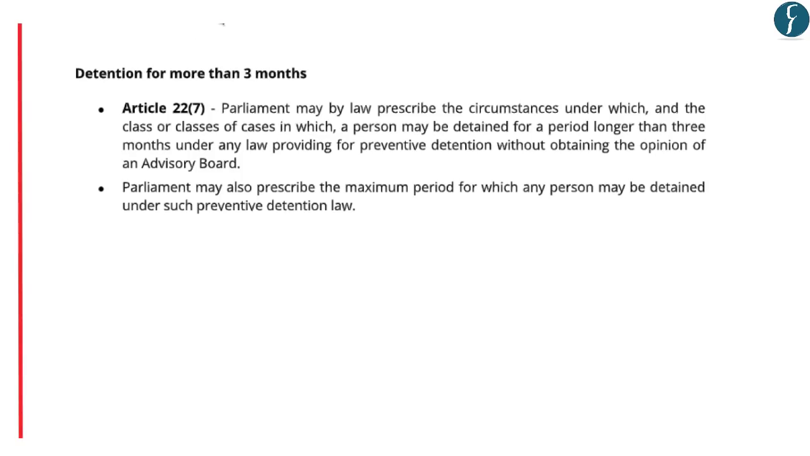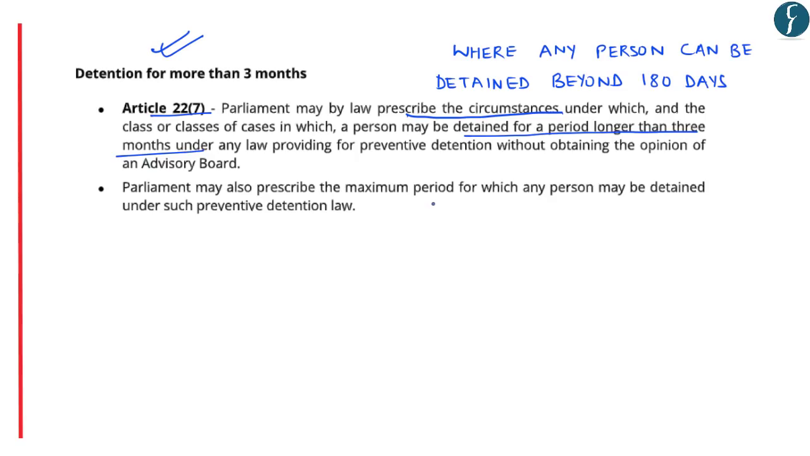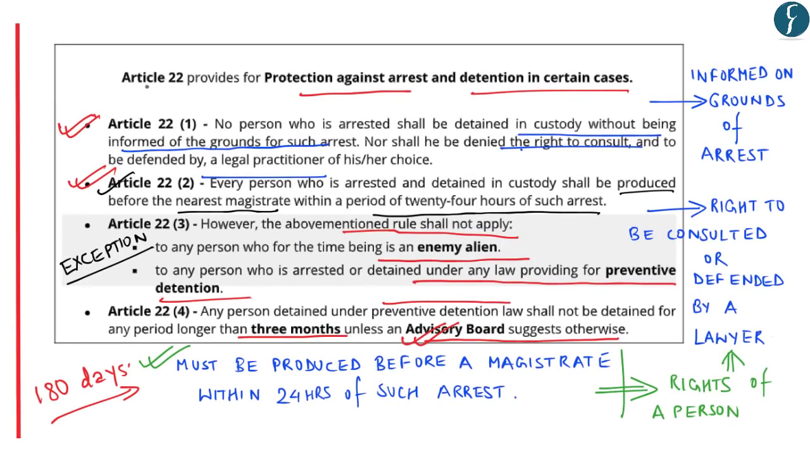So the article also talks about detention for more than 3 months, where Article 22 Clause 7 provides that the Parliament, by making any law, can prescribe the circumstances where any person can be detained beyond 180 days. And in this aspect, the Parliament may also prescribe the maximum period for which any person can be detained under such preventive detention law. So we understand that Article 22 becomes very important with respect to rights of a citizen in case of any arrest or preventive detention.